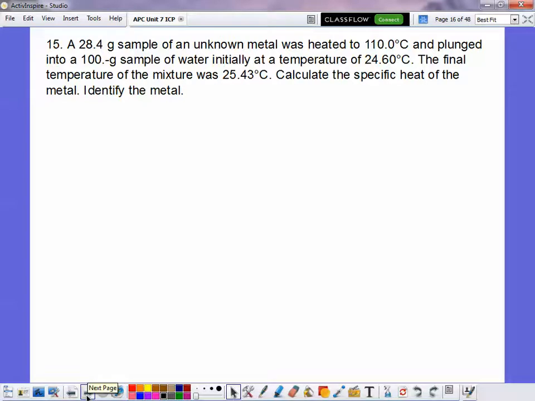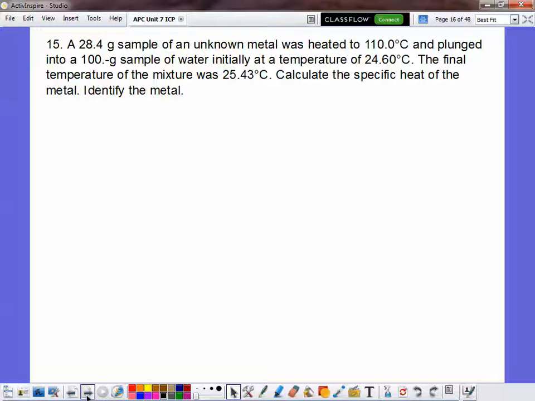All right, so like I said, we're skipping over number 14 for right now. We're going to go to 15. 14 is just another manipulation of Q equals MCAT, continuing from what we did last class when we first learned how to do calorimetry. There's another concept within calorimetry that I want to talk about, okay? So 15 kind of outlines that.